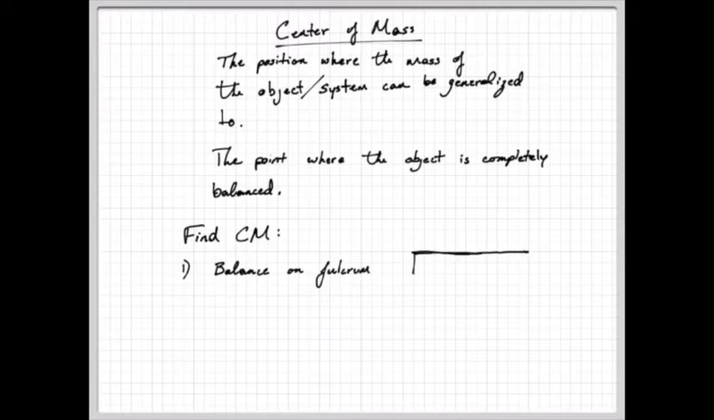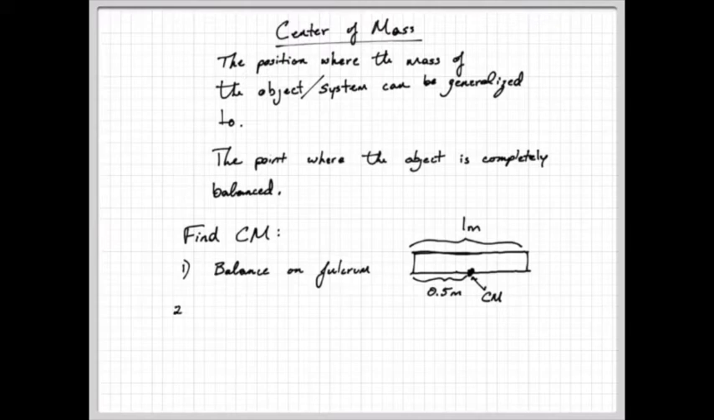An example would be a meter stick. Okay, so we've got a 1 meter stick, and if you were to use your finger as the fulcrum and rest the meter stick on your finger, you'd find that as long as your finger is at the 50 centimeter mark, the meter stick would stay balanced on your finger. So that must be where the center of mass is.